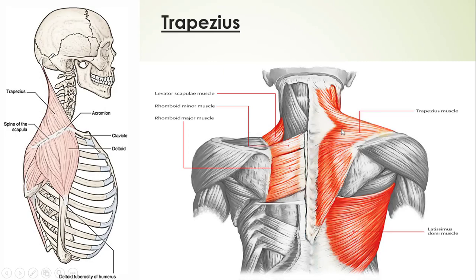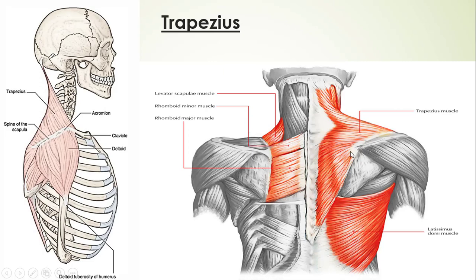The base is situated along the vertebral column in the upper part of the back, the muscle origin, and the apex is pointing towards the tip of the shoulder. Now let's talk about the fibers. The superior fibers from the skull and the upper portion of the vertebral column are attached to the lateral portion of the clavicle and the acromion process, and so they elevate the scapula.